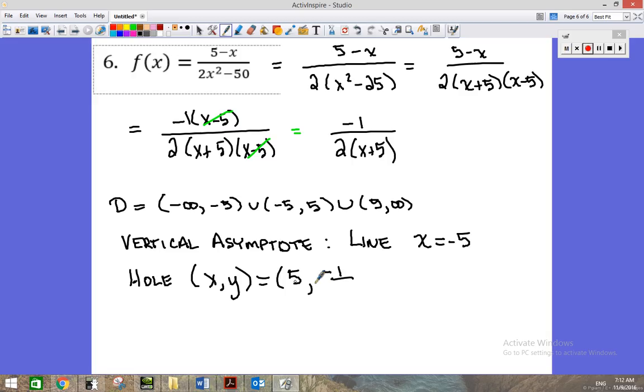Now remember, this point is not on the graph, it's excluded from the graph, but it's so infinitesimally close that without drawing a hole there, there's not really a way to illustrate that it's not part of the function. So if I plug in 5, I get negative 1 divided by 2 times the quantity 5 plus 5. Well, 5 plus 5 is 10, and 2 times 10 is 20. So here's my answers for problem 6.